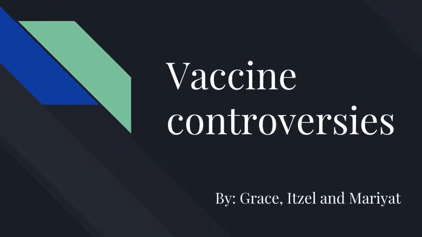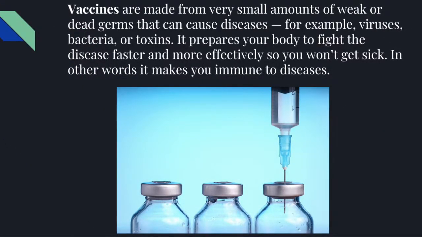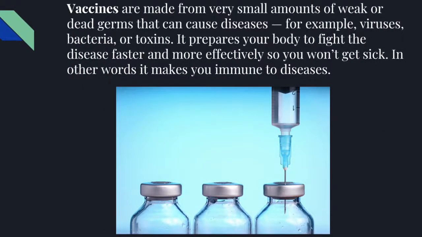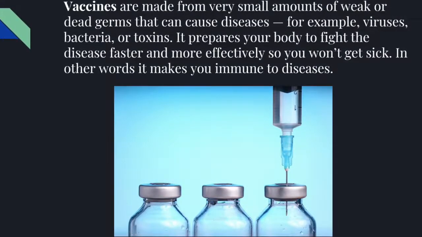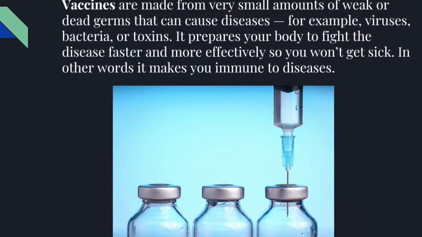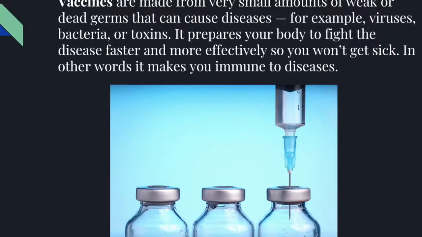We're going to do our presentation on vaccine controversies. What are vaccinations and when should they be scheduled? A vaccine is made from very small amounts of weak or dead germs that cause diseases, for example, viruses, bacteria, or toxins. It prepares bodies to fight diseases faster and more effectively so that people won't get sick.